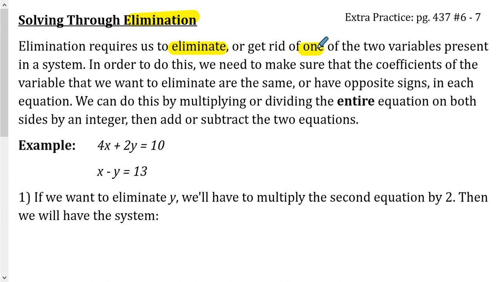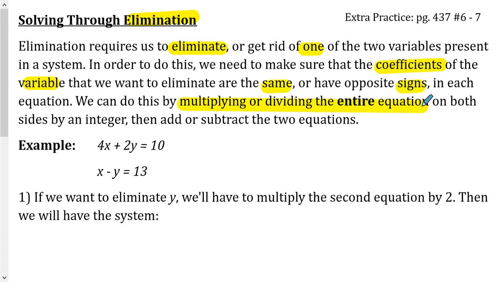Okay. So in the past, we substituted in place of a variable to get rid of it. Here we're actually going to eliminate it. What we want is to make sure that the coefficients of that variable are the same or have opposite signs. So if we want like a +4, -4, right, whatever. We can't just change one part of an equation, but we can multiply or divide the entire equation, both sides of the equal sign, by an integer. Then we'll have two equations that have something in common.